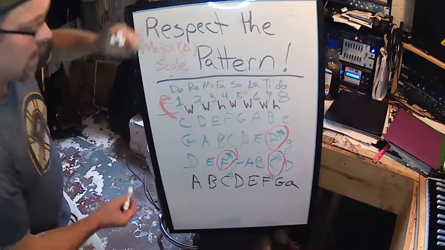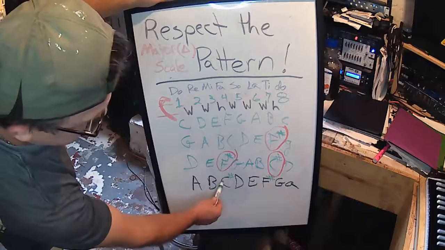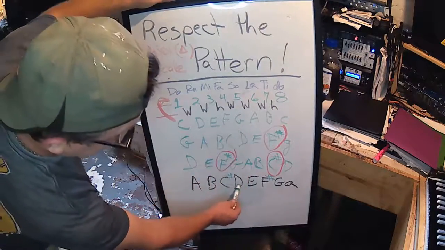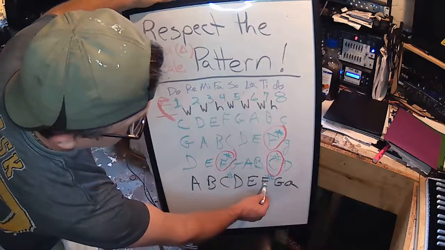This is a pretty standard practice here, right? So if we go from A to B, that's a whole step. B to C sharp, whole step. C sharp to D, half step. D to E, whole step. E to F sharp, whole step.